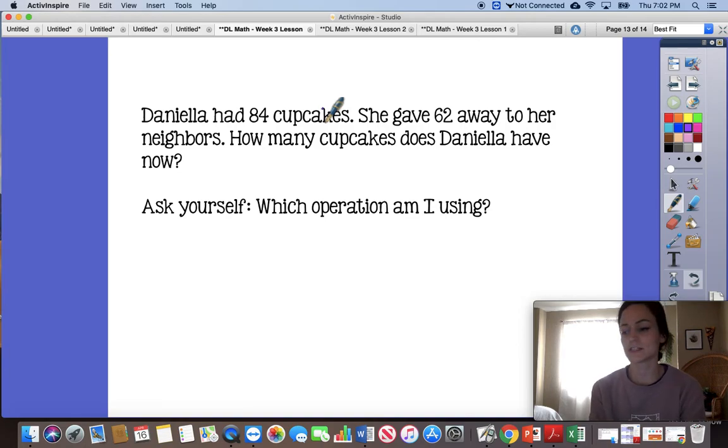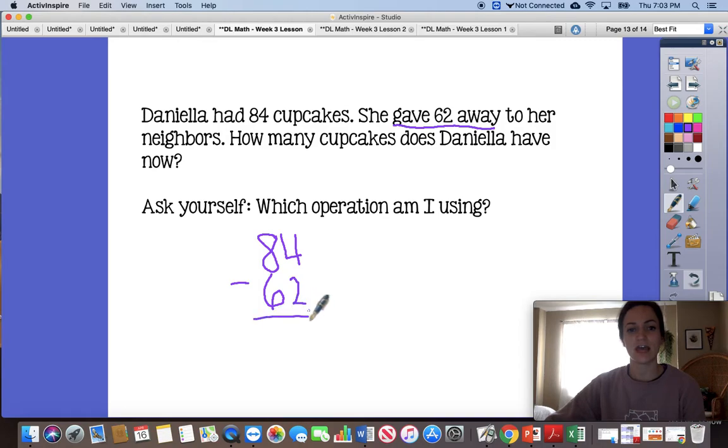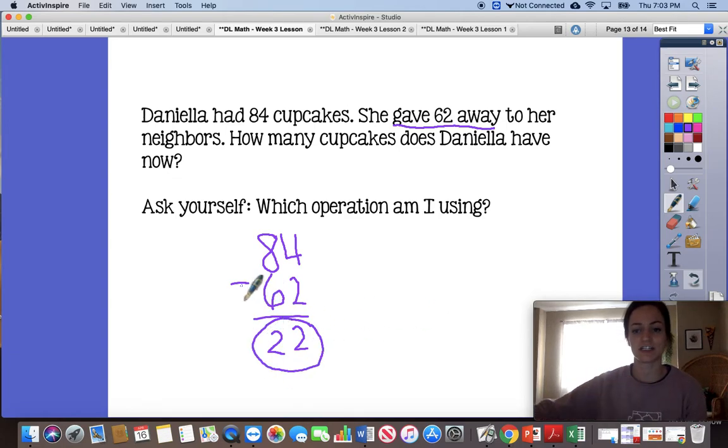All right, for keywords in this problem, I would say when it says that Daniela gave 62 away, right? She's getting rid of them, so I know that we're subtracting because she got rid of them. So she started with 84. Remember, when we subtract, we always got to put the big number first. And then she got rid of 62 of them. So I'm going to subtract the 62. And then it wants to see how many she has now or left over. Starting with my ones, 4 ones minus 2 ones is 2. 8 tens minus 6 tens is 2 tens. Okay, so she has 22 cupcakes left over. We subtracted because she gave them away. She got rid of them. Okay, hopefully that made sense.